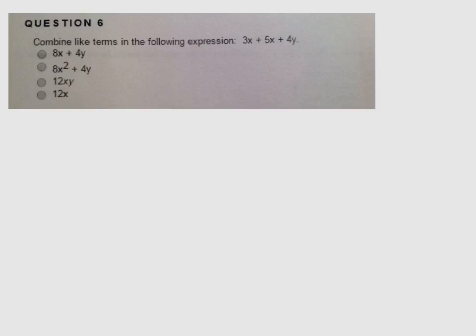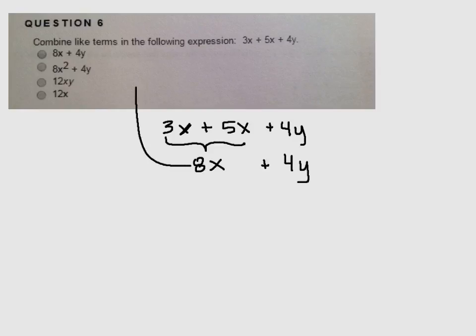Combine like terms. On this problem, they're simply wanting to see if you understand that the 3x and the 5x can go together. Why? Because they both have an x. So that'll give you a total of 8x. The y, on the other hand, does not mix with anybody because it's a y, and there are no other y's in this problem. So the answer is the first one, 8x plus 4y.